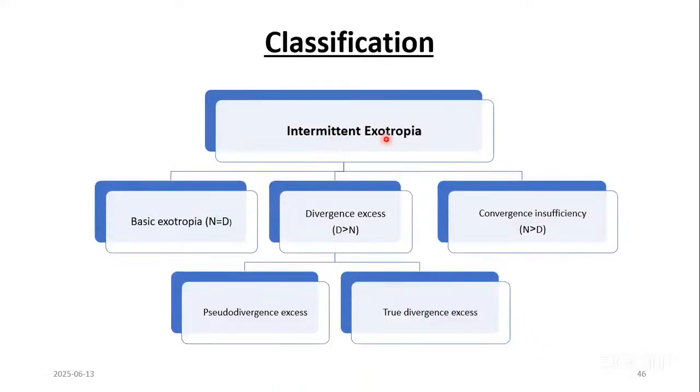So we classify intermittent exotropia into basic exotropia, where the angle of deviation at near and distance are equal or within 10 prism diopters. We have convergence insufficiency, where the angle of deviation at near is more than at distance by more than 10 prism diopters. And we have divergence excess, where the angle at distance is more than at near by more than 10 prism diopters. In divergence excess, we have two types: pseudo divergence excess or true divergence excess. What is the difference? What is pseudo divergence excess?